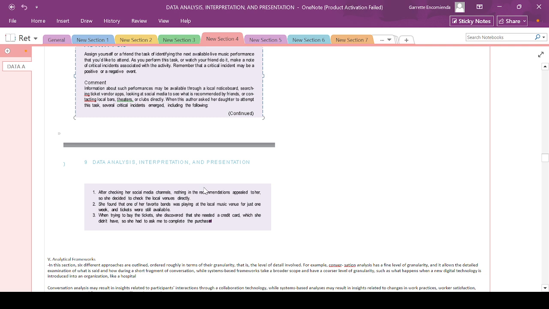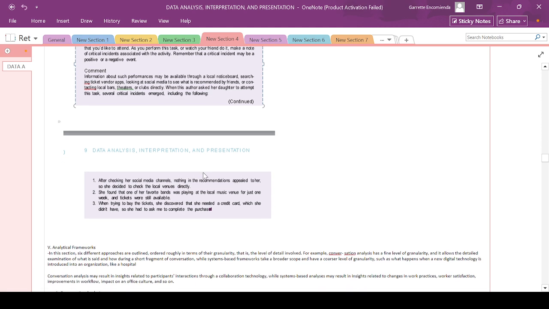Comment: information about such performances may be available through a local notice board, searching ticket vendor apps, looking at social media to see what is recommended by friends, or contacting local venues, theaters, or clubs directly. When this author asked her daughter to attempt this task, several critical incidents emerged, including the following.